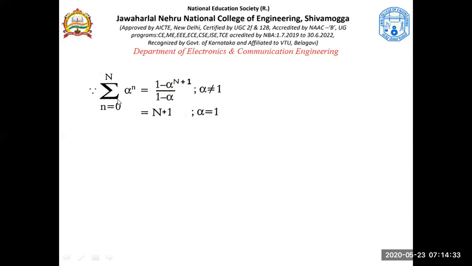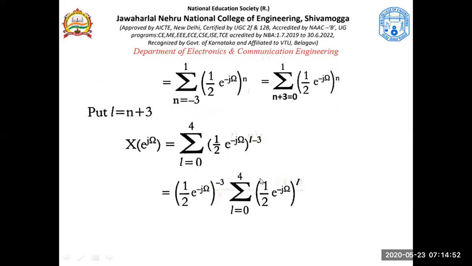See here? 0 to n times. 0th 1 is there. First time, second time, third time. Okay, it starts at 0. If it's from 1 to n, it is n. If it is 0 to n, it is n plus 1. So if alpha is 1, it is n plus 1. If alpha is not equal to 1, then this is this. In our case, this is not 1.